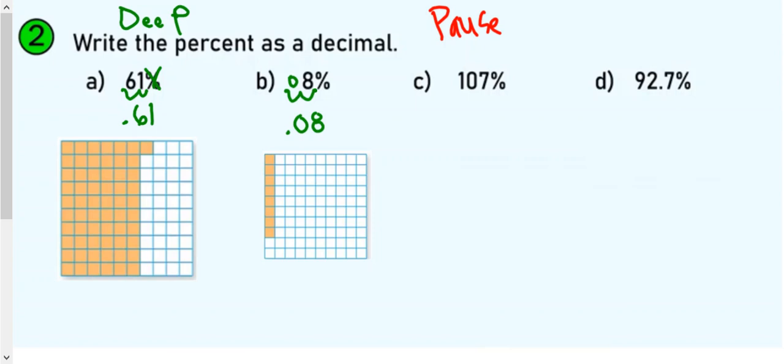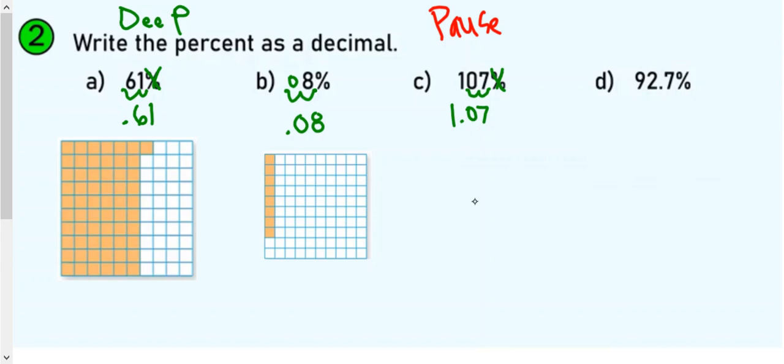So again, we're moving from the right to the left, and if we get rid of that percent symbol, and then we put our decimal place here and move 2 to the left. 1, 2. So our decimal will become 1.07. So this is representing 100%, and then 7 hundredths left over.